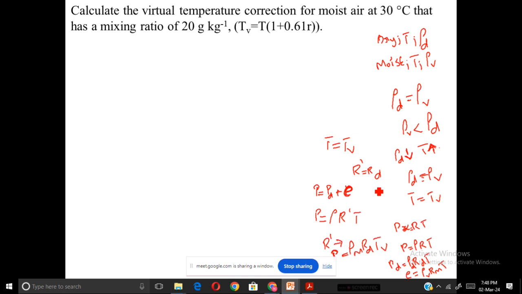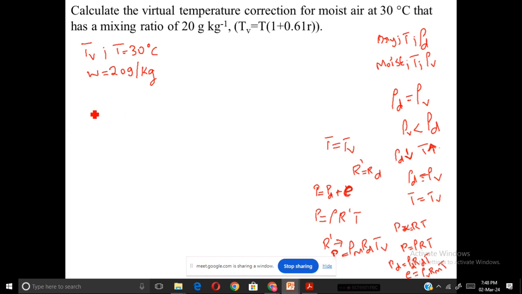So the question is to calculate the virtual temperature TV if the actual temperature is 30 degrees Celsius, that has a mixing ratio of 20 gram per kilogram. So mixing ratio W is given as 20 gram per kilogram. The equation of virtual temperature in terms of mixing ratio is TV is equal to T into 1 plus 0.61 W. So I'll just show you how we derived this equation.